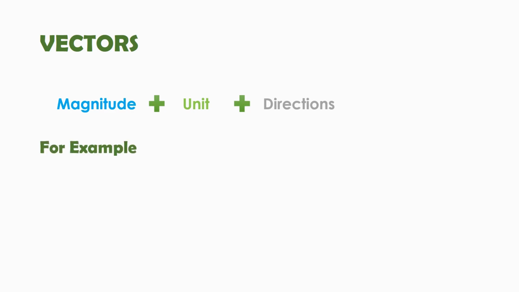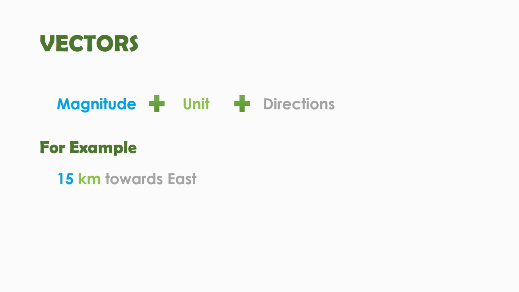When we are dealing with vectors, we must know that along with the magnitude and the unit, we also require the direction. With the help of these three entities, we can express the physical quantity named a vector. An example given is 15 kilometer towards east.